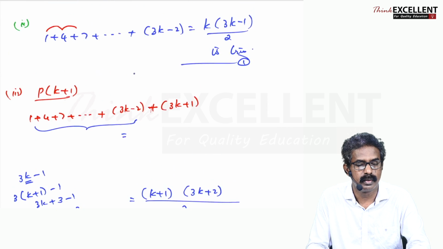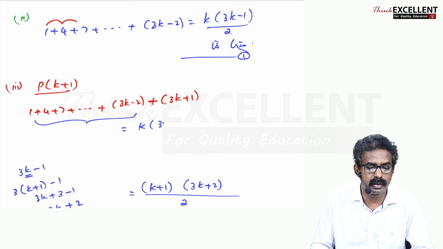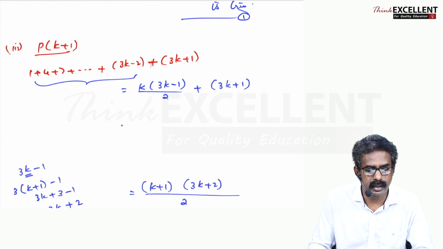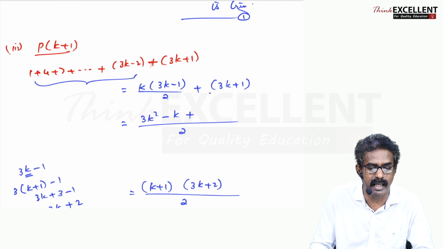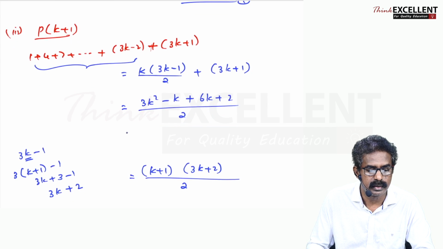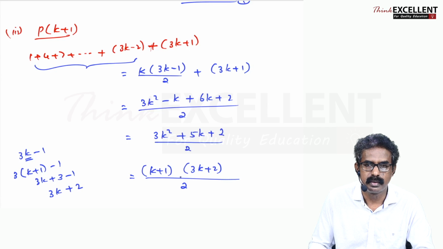Up to this, it is k into 3k minus 1 by 2 plus 3k plus 1, right? So nothing is common here. So just you take LCM, right? So when you take LCM, 2 is LCM. Here just you multiply by k. So 3k square minus k plus the 2 goes there. By the 2 you multiply both. 2 into 3k, 6k plus 2. Simplify. 3k square plus 5k plus 2 by 2. Got the answer?